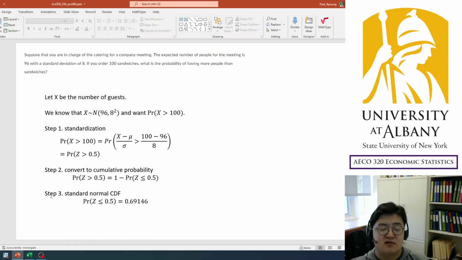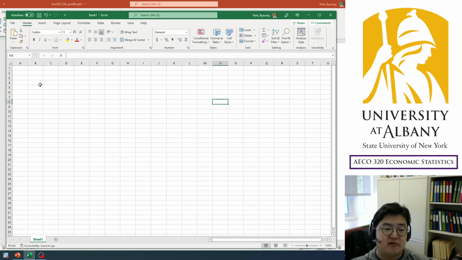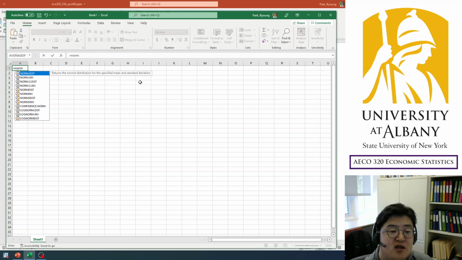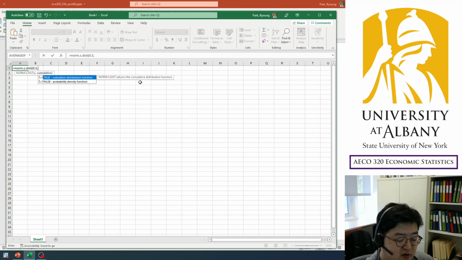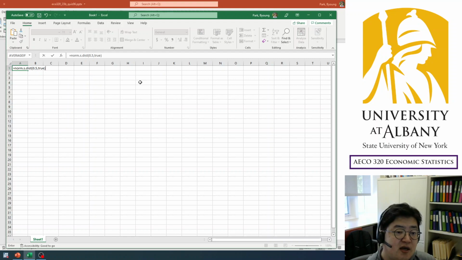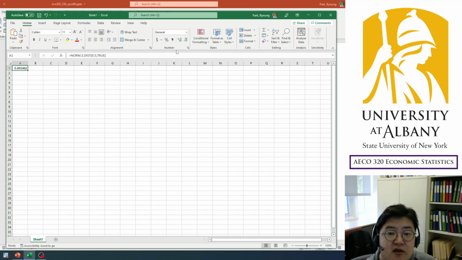And then in the third step, use Excel. You may remember the formula we need is NORM.S.DIST, norm dot s dot dist. We are interested in the value 0.5, and we are taking the cumulative probability. So enter this, and you get this number.